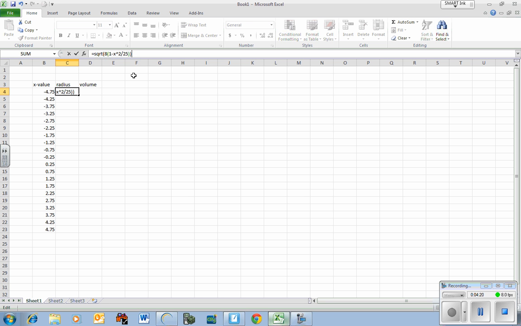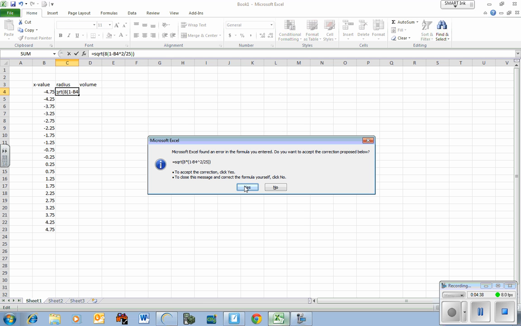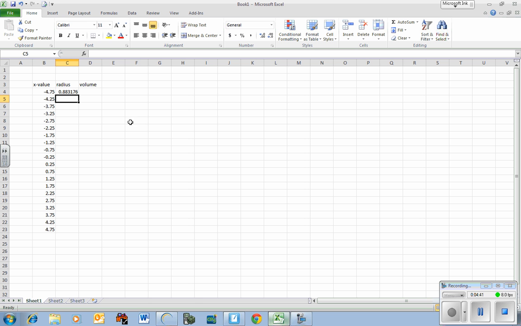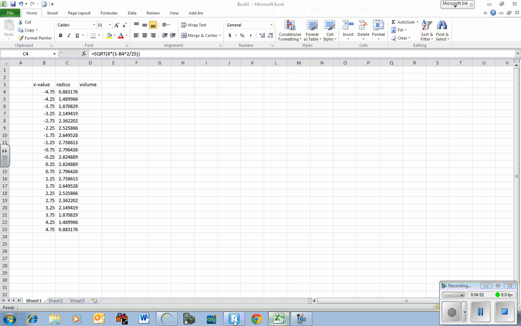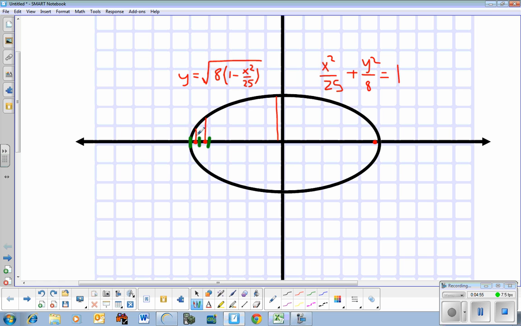Then I would close my square root. Except this x, I want to find a particular radius, and that's when this x is -4.75. So I'm actually going to click on the 4.75, and it's going to do B4. Now when I hit enter, I get 0.8831, which looks like, just a moment, yes, that 0.8831 is this distance right here, that first little radius.